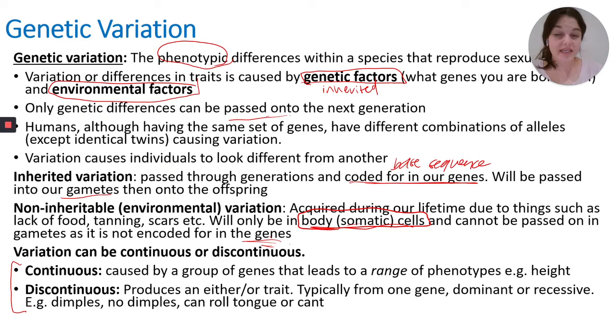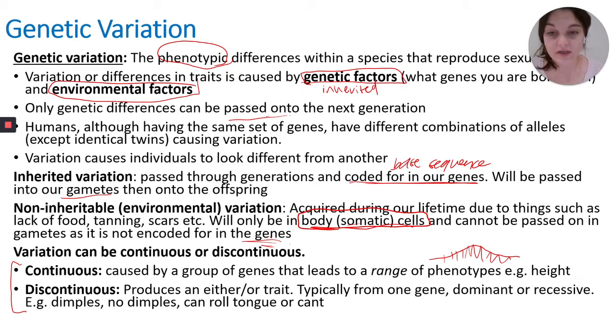Continuous variation, so if we were going to graph this, it'd kind of look like this, where you've got a range of phenotypes like height. So if we put everyone in our class in height order, we'd have a range like this. Skin color is a range, weight, those sort of things, quite a range of those.